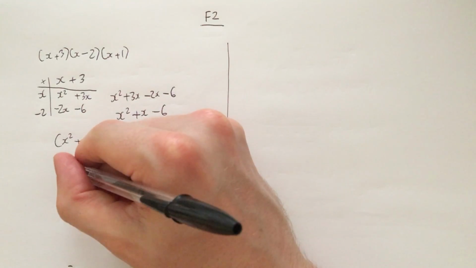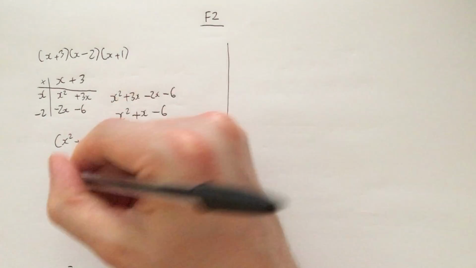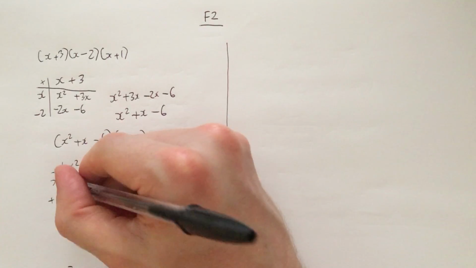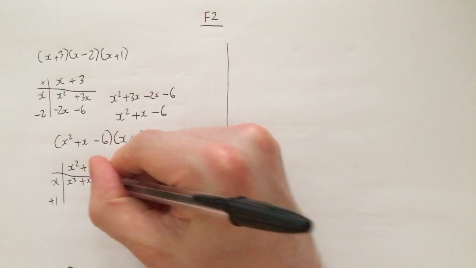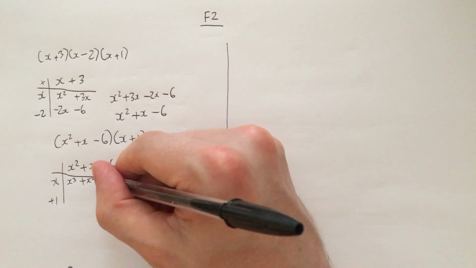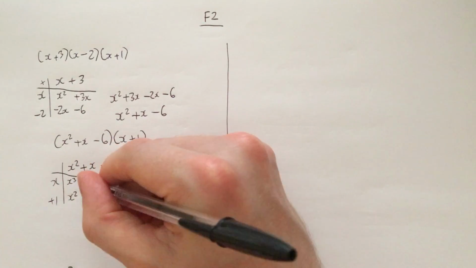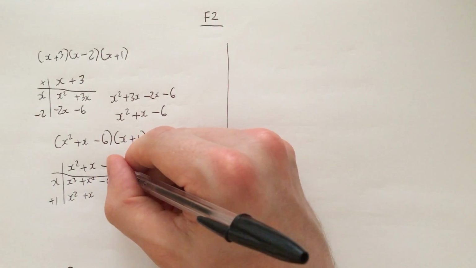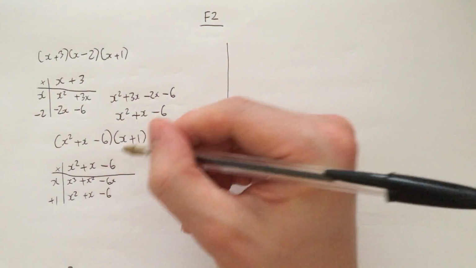Same process, guys, as we know from the previous example. X squared plus x minus 6, x plus 1. X squared times x is x cubed. X times x is x squared. Negative 6 times x is negative 6x. X squared times 1 is x squared. X times 1 is positive x. Negative 6 times positive 1 is negative 6.